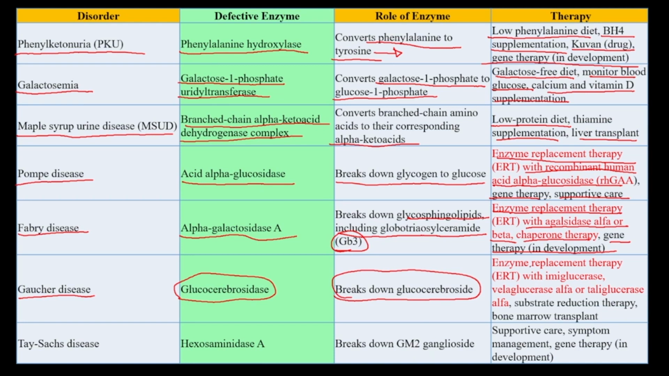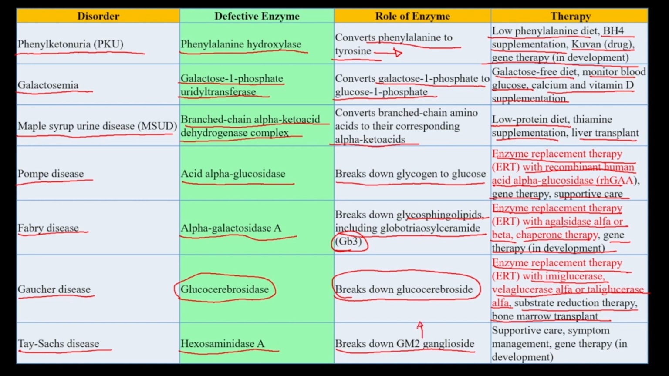And the therapy is enzyme replacement therapy with alglucosidase alpha or this particular enzyme, and then you have substrate reduction therapy or bone marrow replacement. Then we have Tay-Sachs disease, where you have hexosaminidase A. It breaks down the GM2 gangliosides.